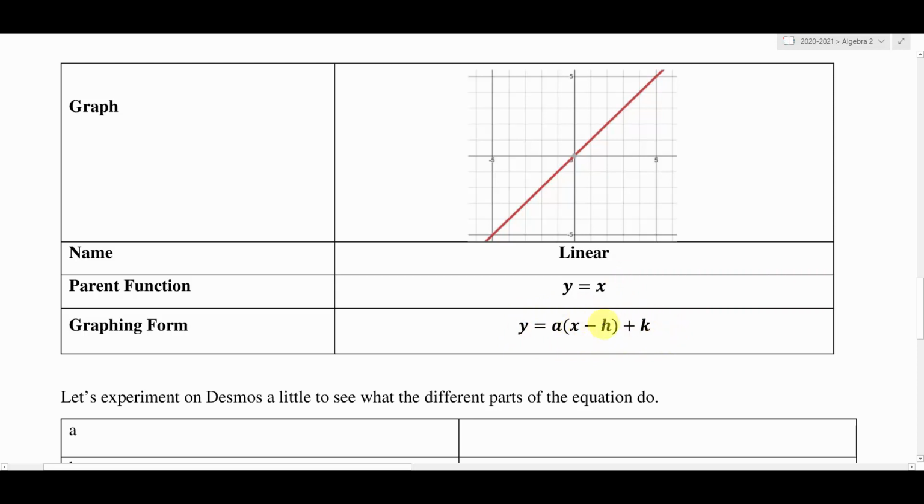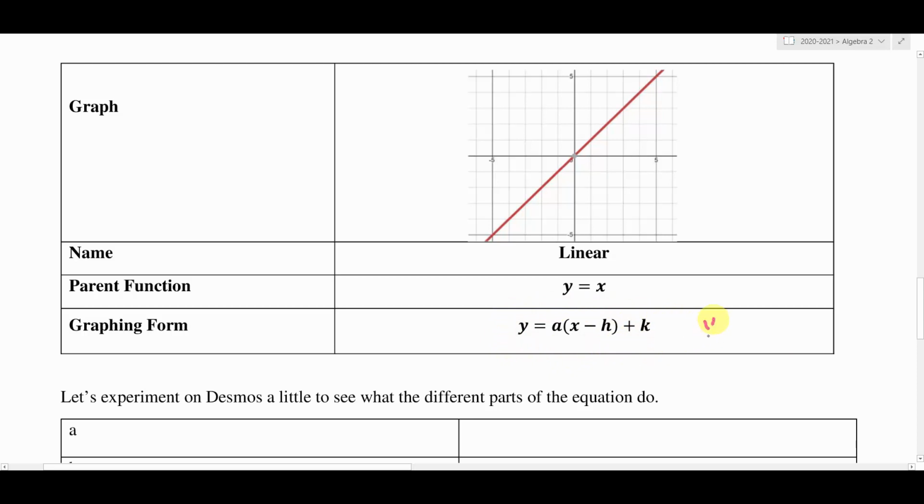We have a times x minus h, and we have a plus k on the outside. You'll notice what's missing here is the 2 or the 3 that we normally have, like on a quadratic or a cubic, and when you take that exponent away, that's what makes it a line. So this is the equation that we're typically going to want to write for our lines.